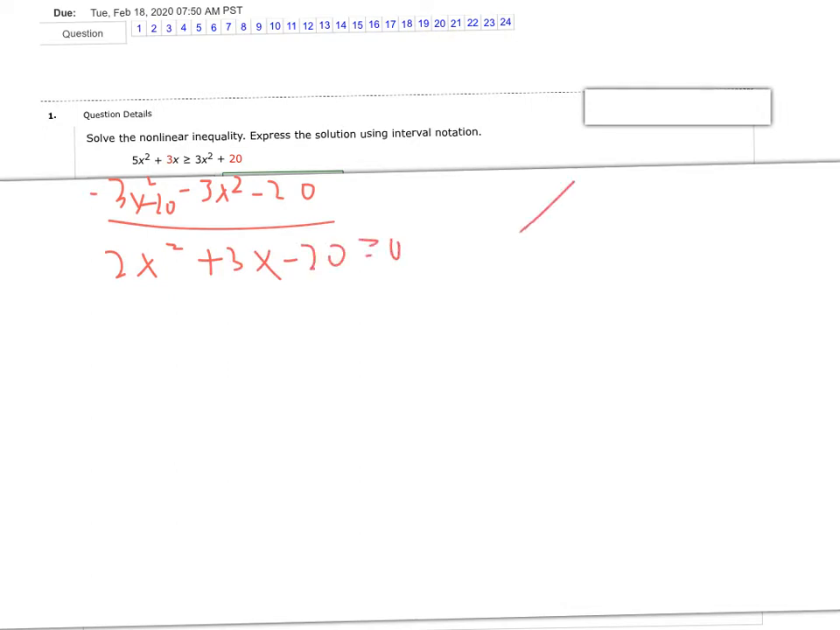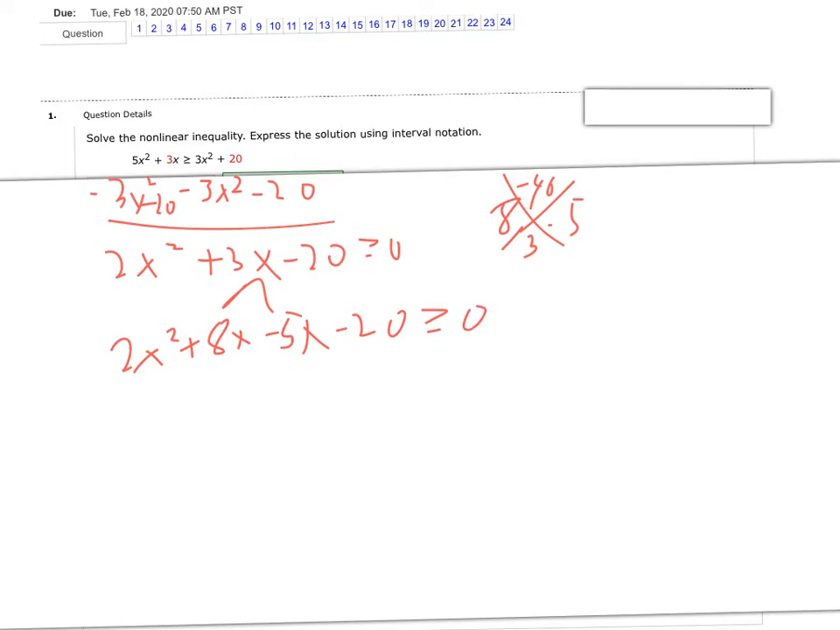So now I'm going to factor this. So we're going to think of two numbers that multiply to negative 40, since that's a times c, and add to 3. So that sounds like 8 and 5 with a negative 5. I do need to use my grouping technique here, so I'm going to go 2x squared plus 8x minus 5x minus 20. And then we'll go ahead and do our grouping.